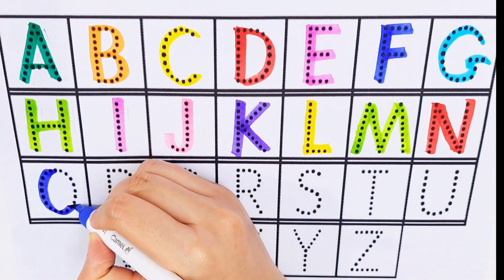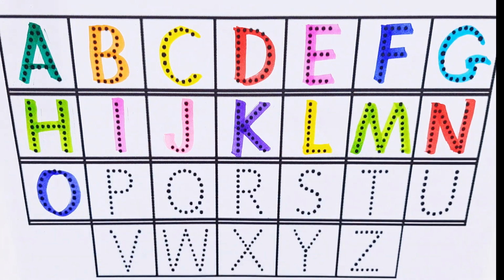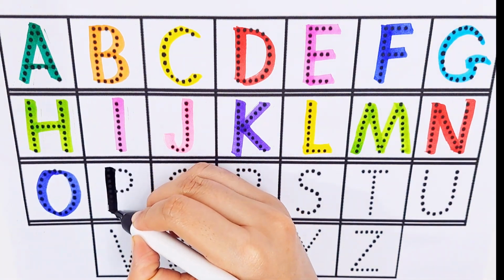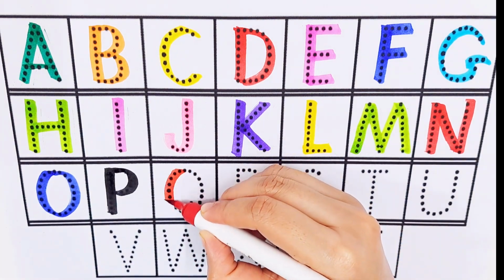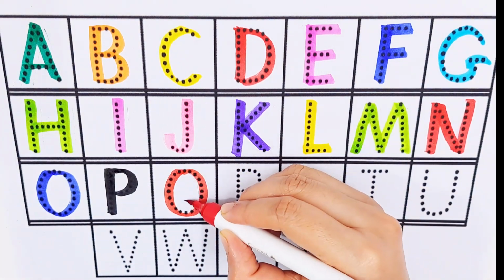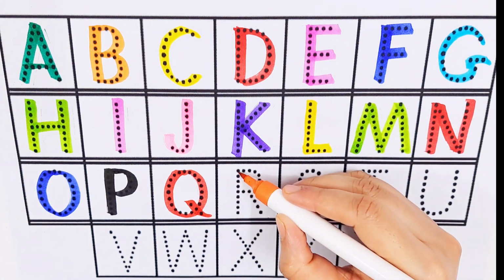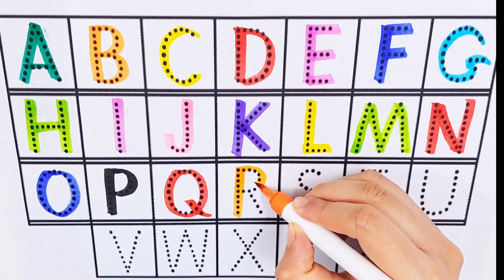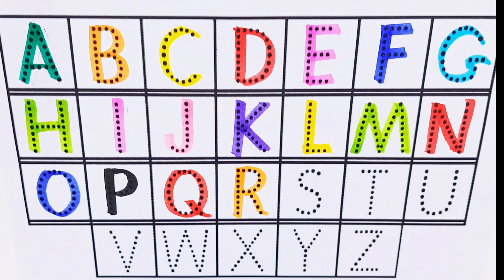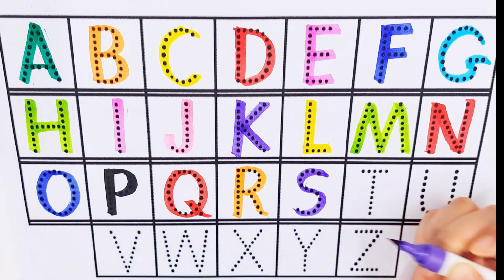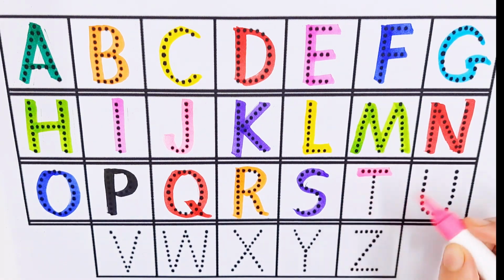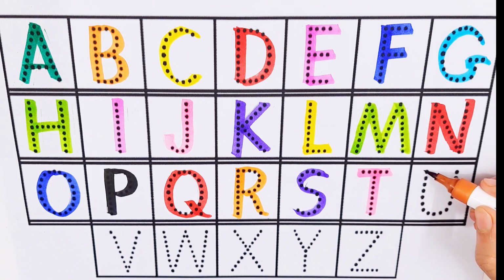O. O for oil. P. P for pen. Q. Q for question. R. R for ring. S. S for star. T. T for tiger. U. U for university.